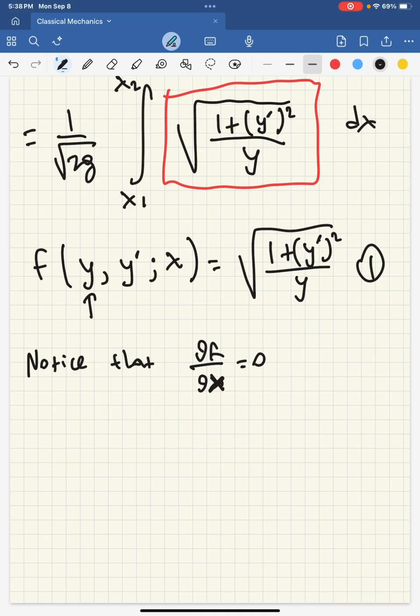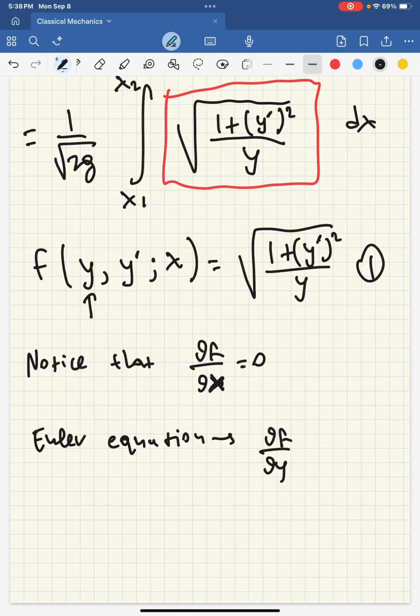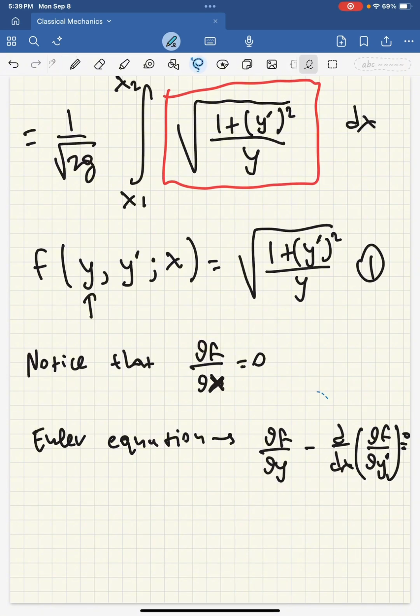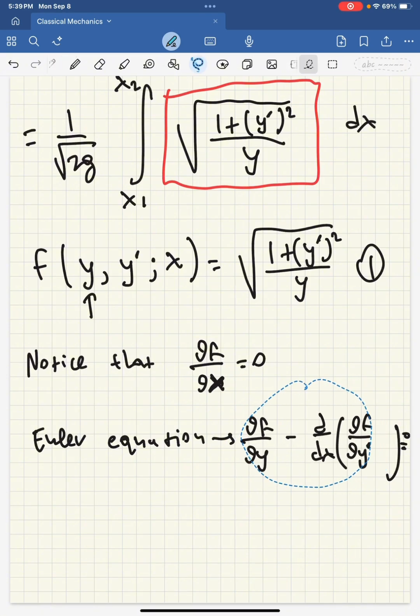What I mean is that if there was an x down here, then this partial would not be 0, but there is no x inside our functional, so it's independent of x, so the partial with respect to x is 0. The Euler equation comes in two forms. The first form is the one I wrote down a few moments ago, which is the partial with respect to y minus d over dx, partial with respect to y prime, and this is 0. Let me squeeze this over there.